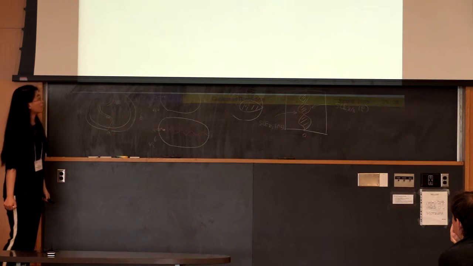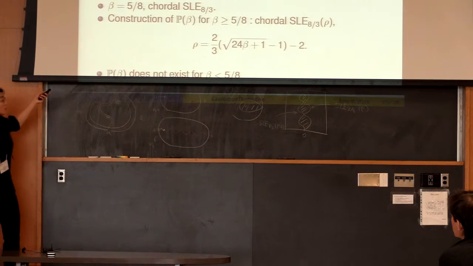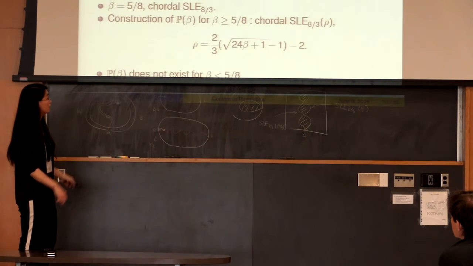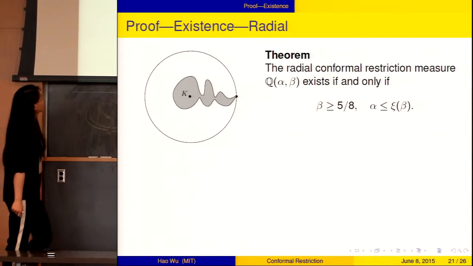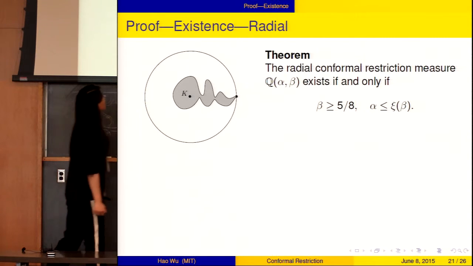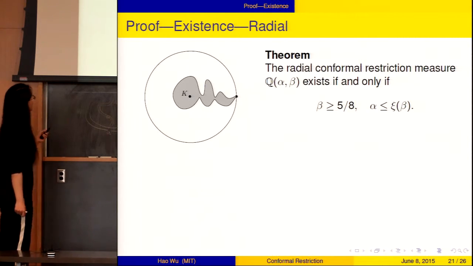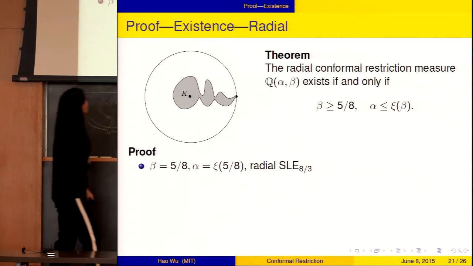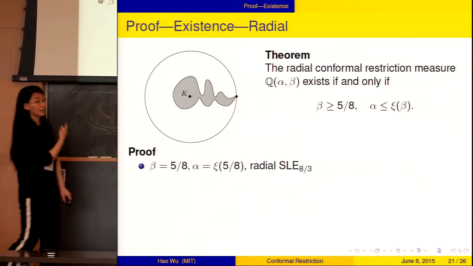And then the existence part of the radial case. In fact, there are several different constructions for the existence of the chordal case. I only choose this method because this is exactly the idea we can generalize to the radial case. Okay, then the existence part for the radial case. The conclusion says the radial conformal restriction measure exists if and only if there's a lower bound for beta and an upper bound for alpha. So the first step, by a calculation for radial SLE 8/3, it corresponds to a radial restriction measure with beta equal to its lower bound, and alpha gets its upper bound in this case.